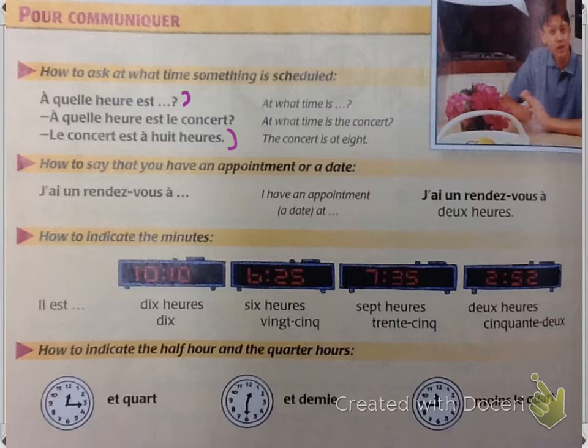Right? So translating the kind of ones that we've read so far, right? This one up here is asking at what time is the concert. The concert is at 8 o'clock. And down here we have I have a date or an appointment at 2 o'clock.